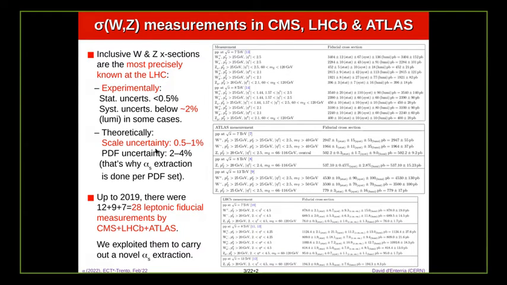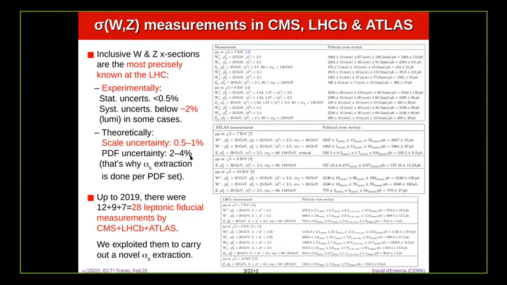And then theoretically, this is known at NNLO. Actually, it is known now at N3LO, but since we don't have PDFs at N3LO, for the moment, the best we can do is an analysis at NNLO accuracy. And here the scale uncertainty is already pretty low. This is 0.5 to 1%. Of course, the dominant theoretical uncertainty is the PDF one.